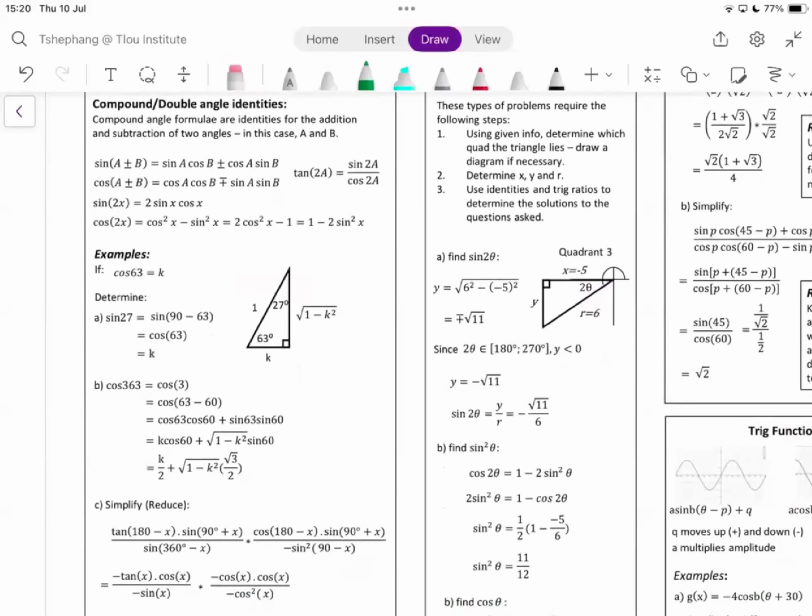So for example, here we have cos of 63 is equal to k. What is it that you know about cos? You must ask yourself. You know that cos in terms of x, y, and r, cos of theta is simply x over r. That's very important. Once you're here, you know that this is going to be what? This is simply k over 1. Remember when you say k over 1, you are not changing anything. All right?